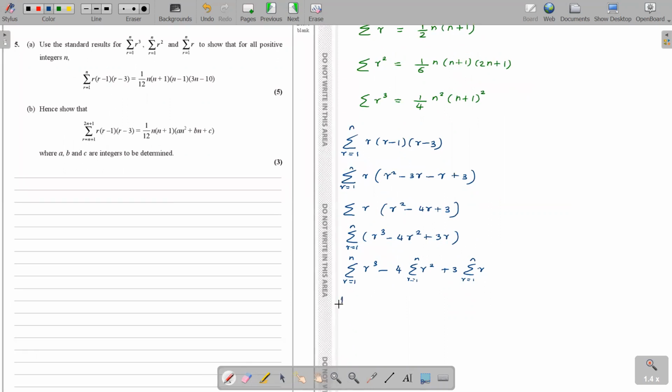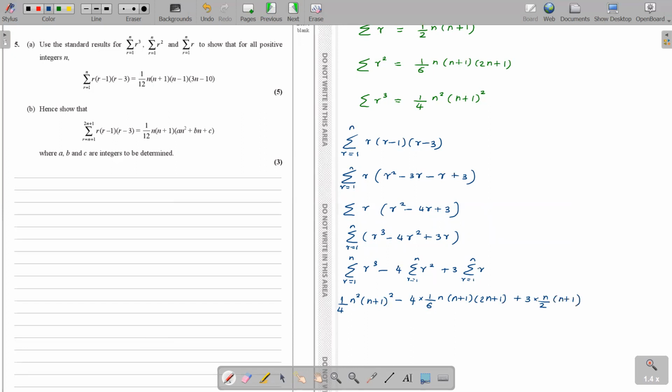Summation r cube is 1 over 4 n square (n plus 1) square, minus 4 times summation r square, which is 1 over 6 n (n plus 1)(2n plus 1), plus 3 times summation r, which is n over 2 (n plus 1).